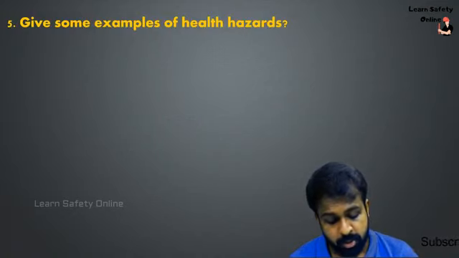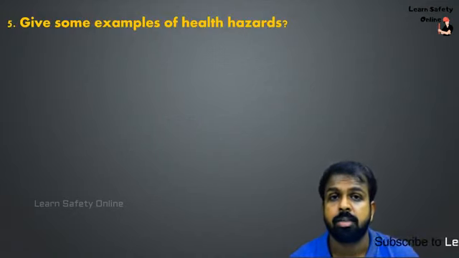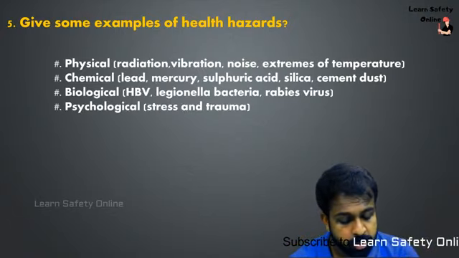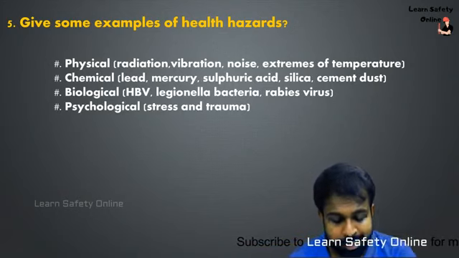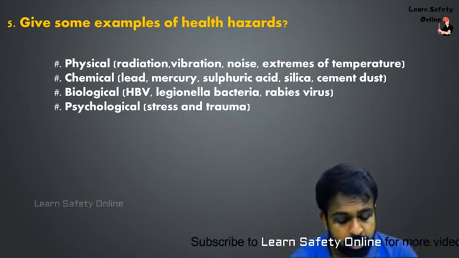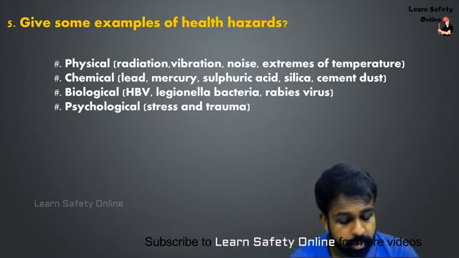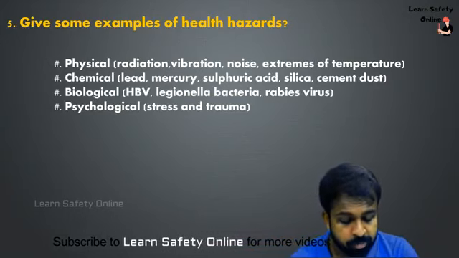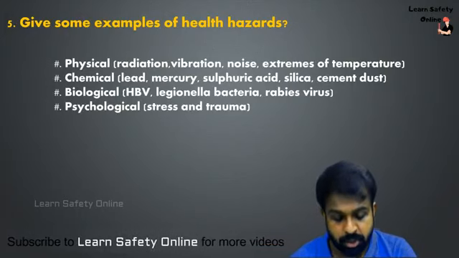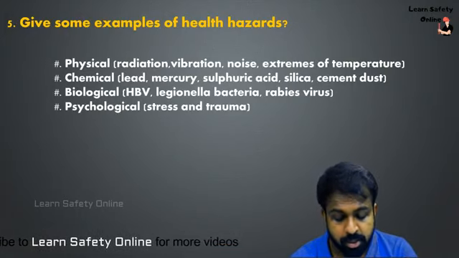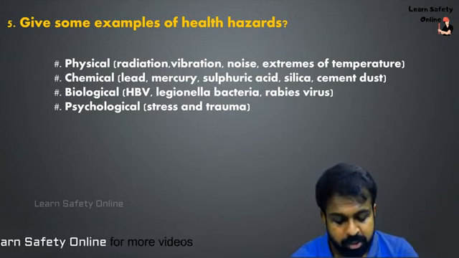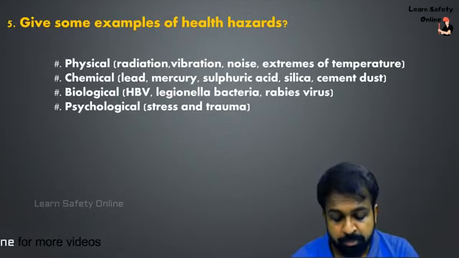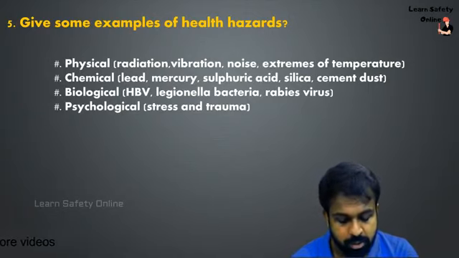So our next question is: give some examples of health hazards. Common physical health hazards are radiation, vibration, noise, extremes of temperature, etc., and chemical health hazards including lead, mercury, sulfuric acid, silica, cement dust, etc., and biological health hazards such as HBV, bacteria, viruses, etc. The next thing is ergonomic health hazards, for example very repetitive movement, stooping, twisting, manual handling, etc. And the last thing is psychological health hazards, for example stress and trauma.